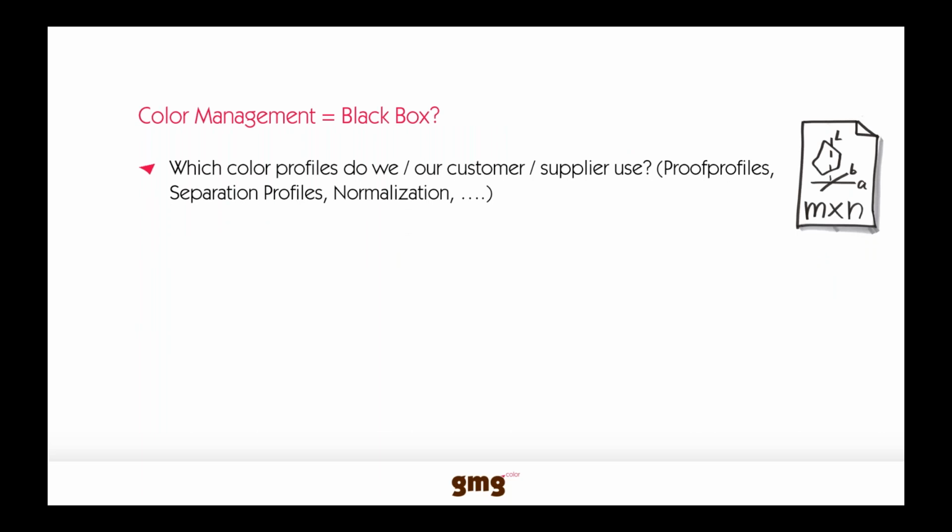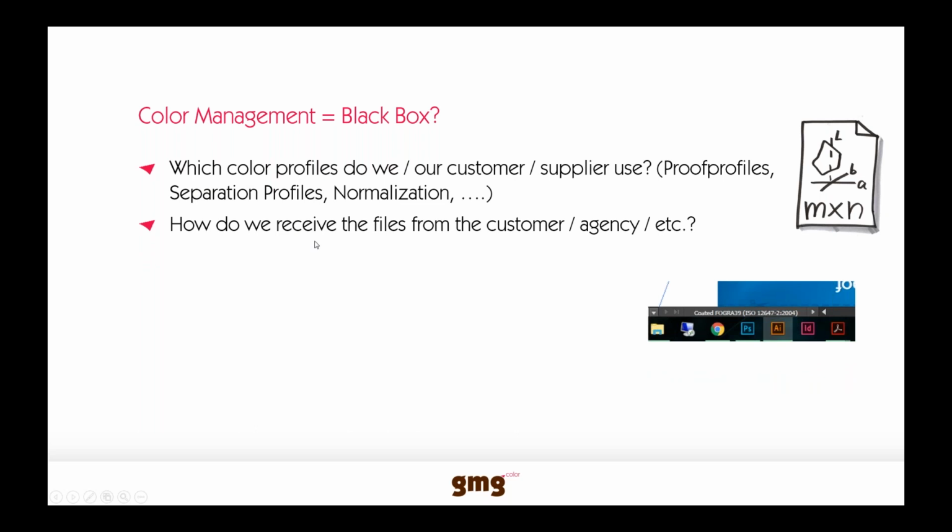When we talk about color management, it is very often like a black box. If you ask customers, suppliers, or people in your own company which color profiles they use, proof profiles, separation profiles, normalization, this is often like a black box. Not everybody knows what we are really using there, so that's often an open point where you have to see what your company is doing.